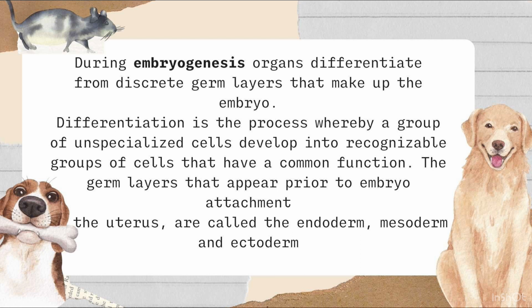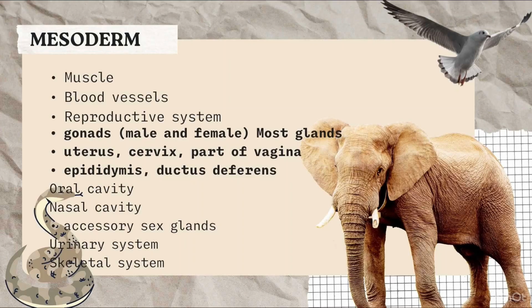Differentiation is the process whereby a group of unspecialized cells develops into a functional, recognizable group of cells that have a common function. The germ layers that appear prior to embryo attachment to the uterus are called the endoderm, mesoderm, and ectoderm. These are the embryonic regions of various organs and systems from the embryonic germ layers. Bold words indicate organs of reproductive importance.